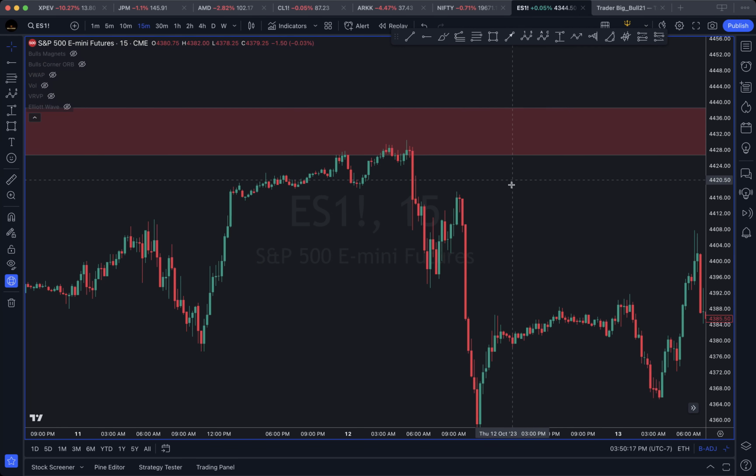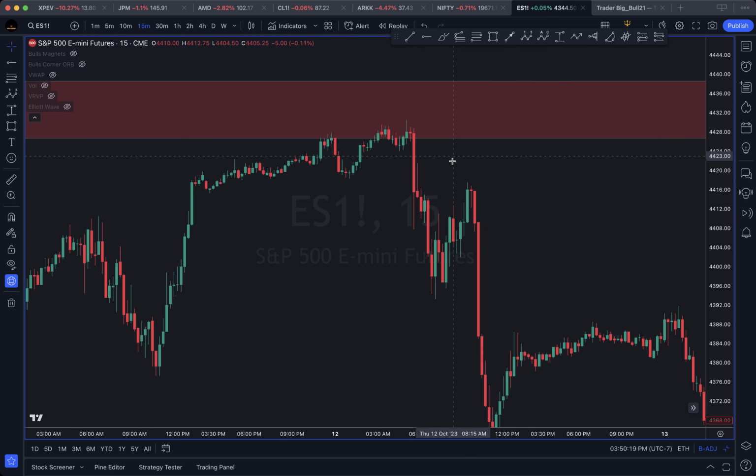Again, guys, it's simple, very simple. There are two ways you can take the trade using the SPY zone. The first one is using a fake out method.